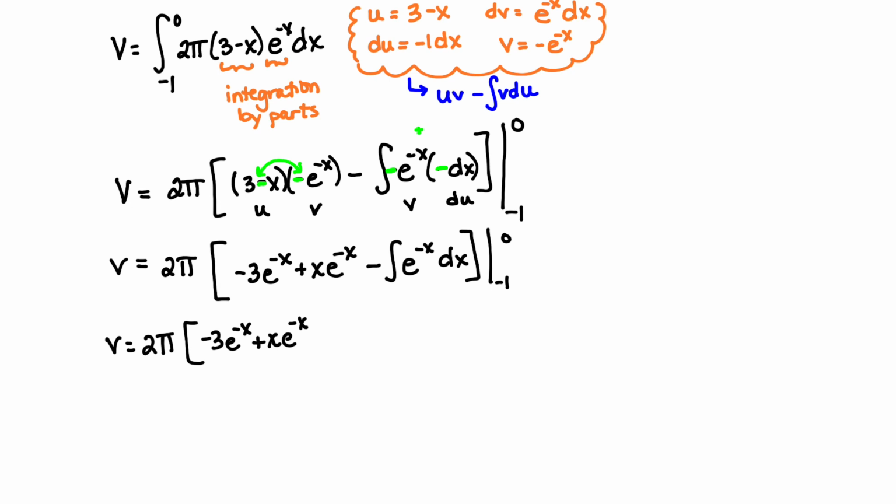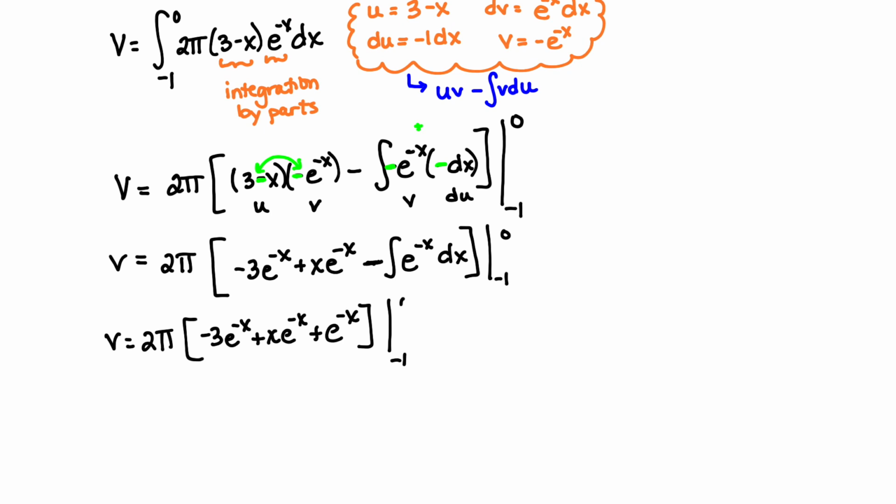Antiderivative of e to the minus x is just negative e to the negative x, with a negative in front. So I think this is going to give me plus e to the minus x, and all of that is being evaluated from -1 to 0. And if I want to be a little trickier, I can notice that I have a negative 3 e to the minus x and a plus 1 e to the minus x. And so I could put those together and get negative 2 e to the negative x plus x e to the negative x from -1 to 0.